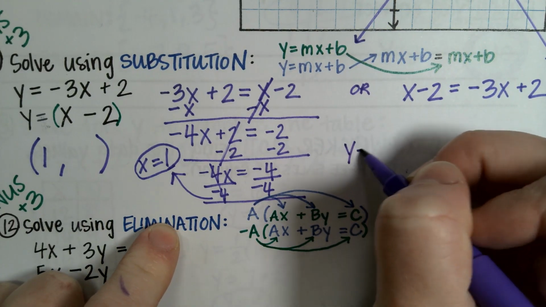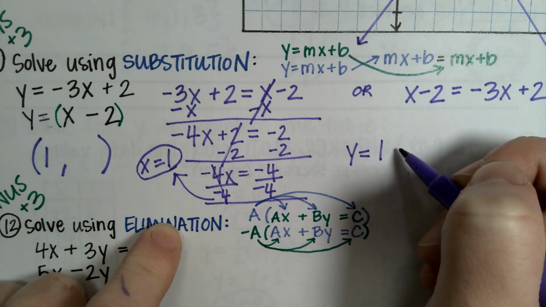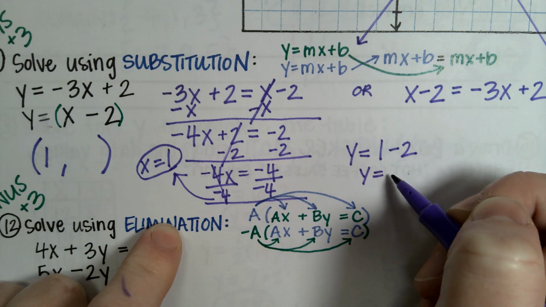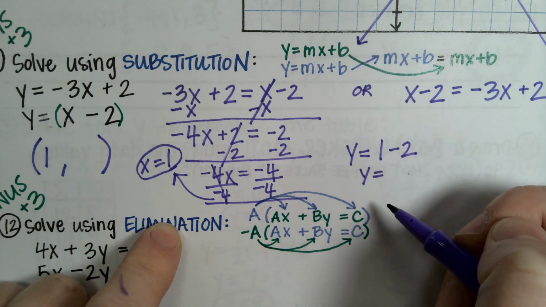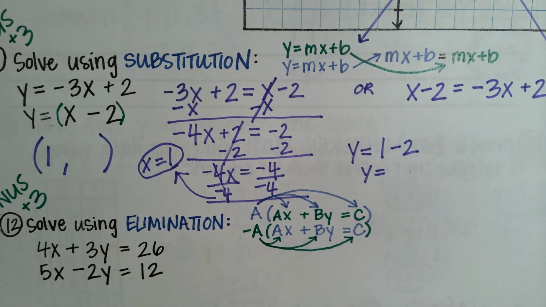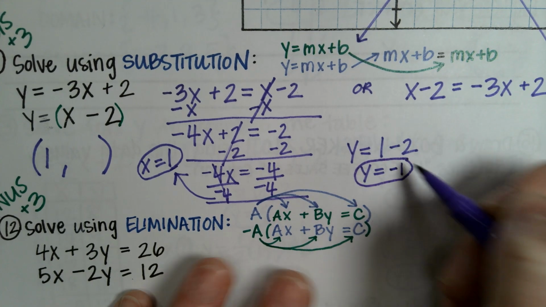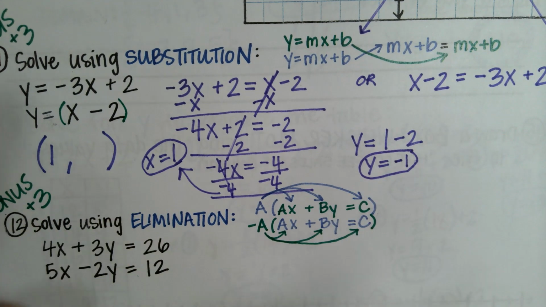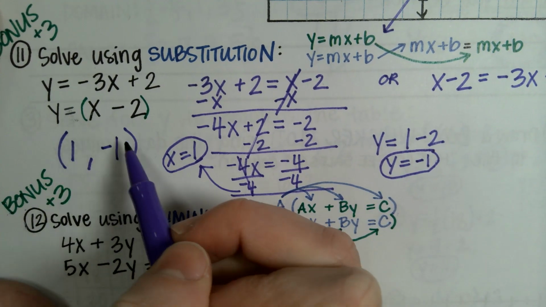y equals x, which is 1, minus 2. So what is y? 1 minus 2, negative 1. If I have 1 and I take away 2, I'm going to have negative 1 left. So we now have a value for x, which is 1. We have a value for y, which is negative 1. And that's our answer, 1, negative 1.